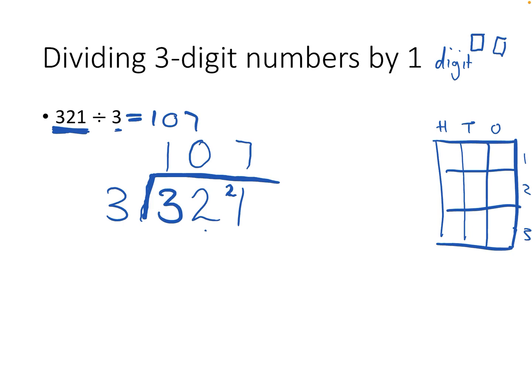So, here we go. We take this, we go 321 divided by 3. We put that in there, divided by 3. How many 3s go in 3? 1. How many 3s go in 2? None. So I carry that over. How many 3s go into 21? 7.